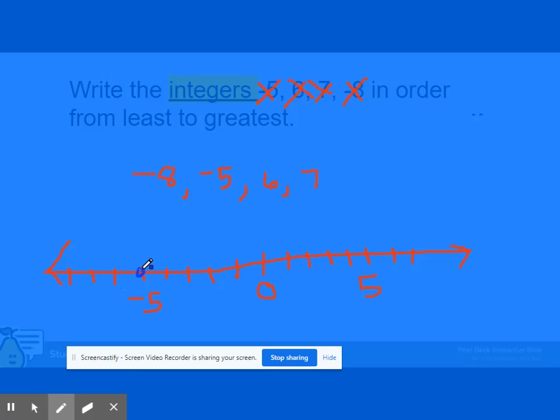-5, right here. 6, right here. 7, and -8. So you can see the numbers are in order from least to greatest now. Left is least, right is biggest. So -8 is going to be the smallest. We got that right. Then -5, we got that right. Then 6, and then 7. So they're in order from least to greatest. You can either use your brain and just go intuitively, or you can use a number line.